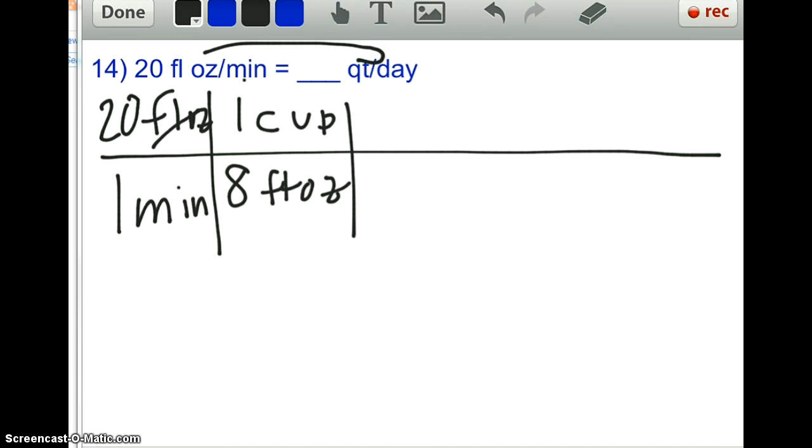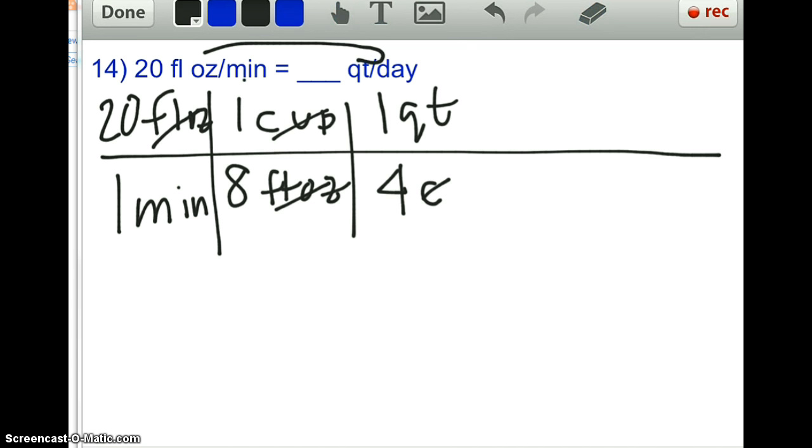Okay, look at the fluid ounces and the fluid ounces cancel out. That's kind of why I put them across from each other or crooked from each other. Then 1 cup. I know that I want to get to quarts, so how many cups in a quart? Well, 2 cups in a pint, 2 pints in a quart, so 4 cups in 1 quart. All right, so what this tells me, look at the cups cancel out, and now all I'm left with is quarts, and I'm still in minutes.